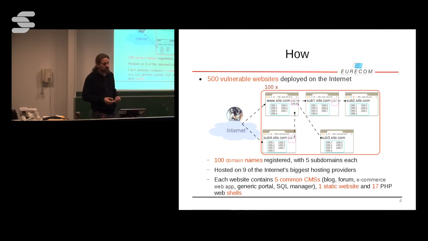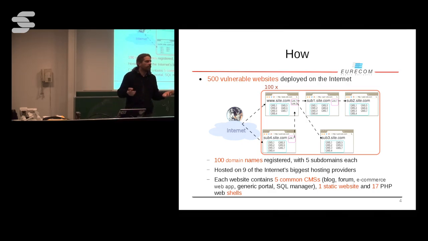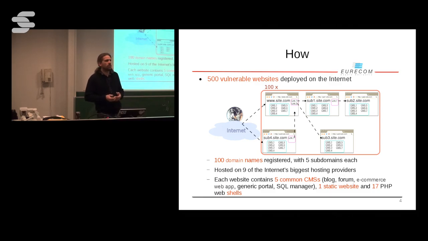And it's mostly done by, so we registered 100 domain names. On those 100 domain names, we made five websites, four subdomains, which makes five per domain. So that's 500 vulnerable websites in total, which are hosting those web pages. They're hosted on 9 different web hosting providers, so that there is some diversity, some geographic diversity.